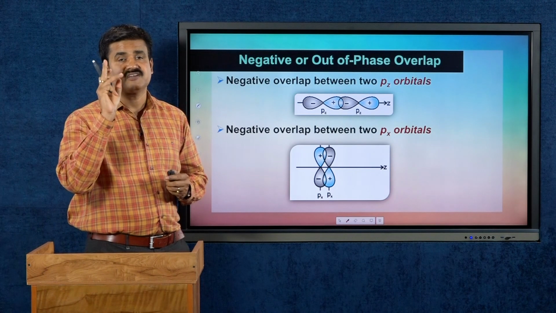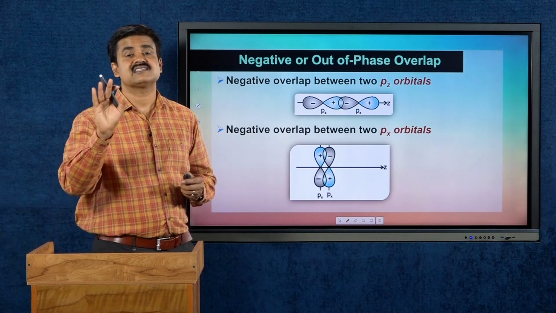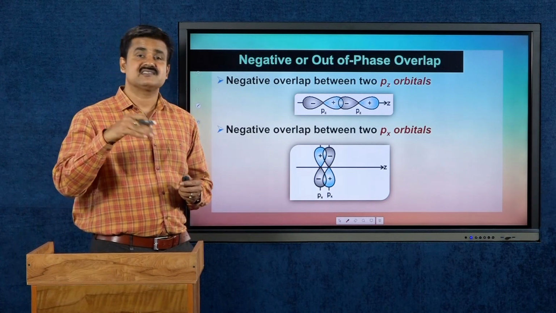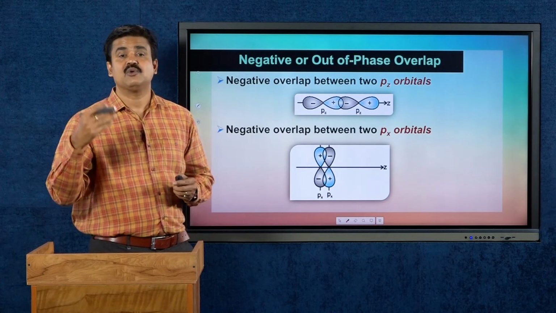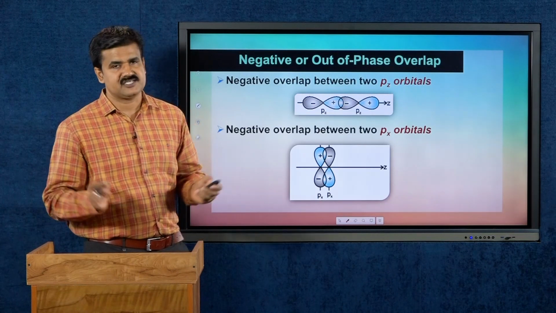I mentioned the fact that the sign represents the phase arrangement. Only like signs will overlap, that is called in phase or positive overlap. If the signs are opposite, they are called out of phase overlap or negative overlap. Negative overlap is totally ineffective.